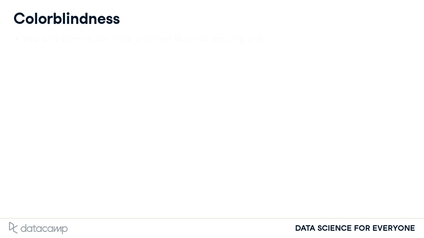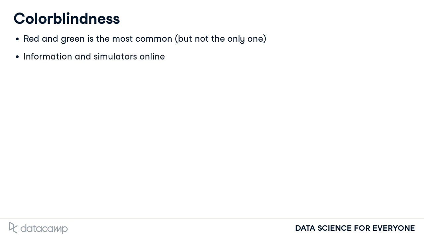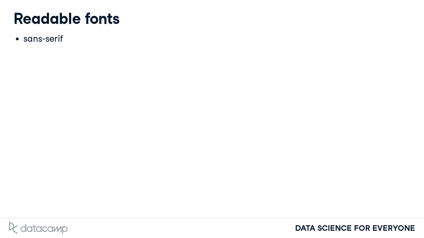You should also be mindful of color blindness. You may distinguish red and green very well, but some people don't, and more than you think. You can find a lot of information on color blindness online, as well as palettes of colors that are accessible to colorblind people. You should also use readable fonts. Sans serif ones are easier to read. There are nicer fonts available, sure, but your readers should focus on your viz message, not on the font.